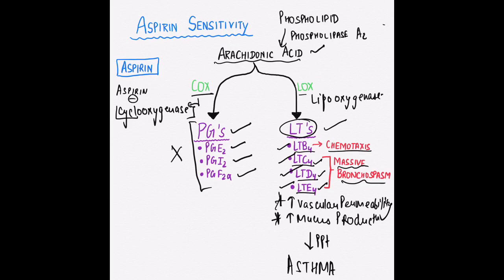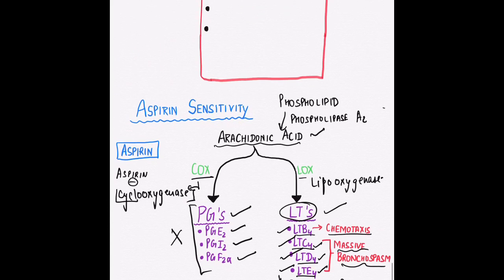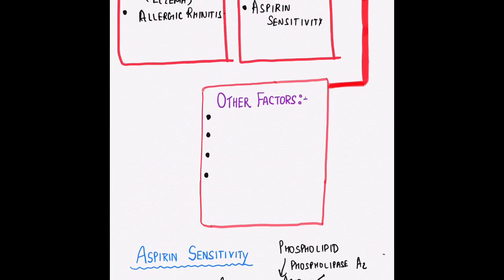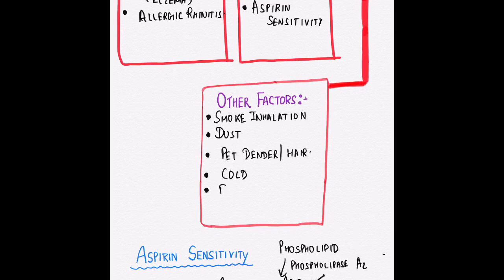Now, apart from these conditions, there are various other conditions that might trigger an attack of asthma, and these are smoke inhalation, which may be in the form of tobacco or air pollution, dust, pet dander or hair, cold, exercise.